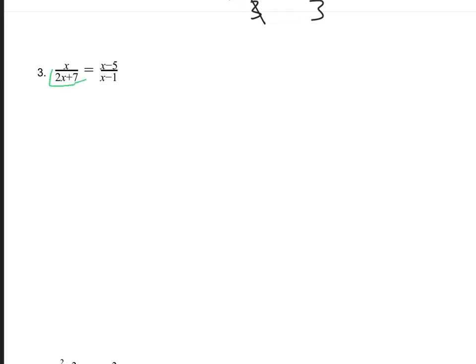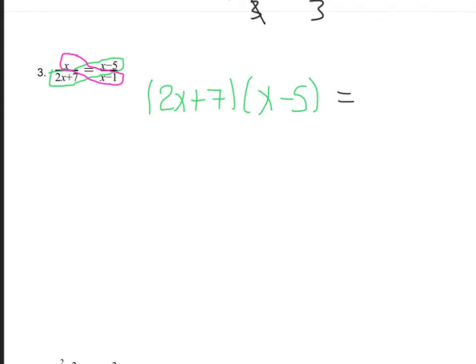So I'm going to do this first. 2x plus 7 times x minus 5. And again, like I said, yes, it's going to get a little bit more complicated, but the premise of it is going to be the same. Right, so those are my cross multiplications. So first things first, I've got 2x plus 7 times x minus 5. Then, on the other side, I've got x times x minus 1.